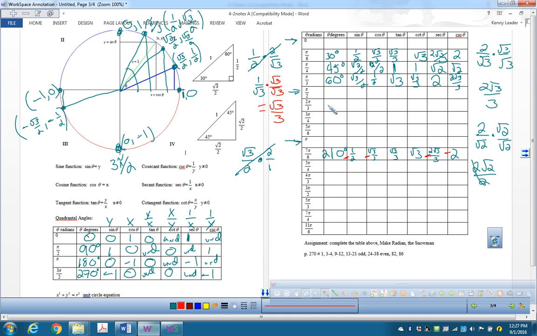So everything with 2 pi over 3, that's going to be the same as this row. You just have to come up with the signs. Okay? There's also this thing.